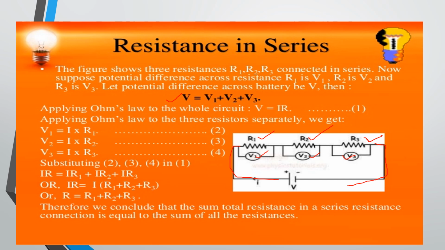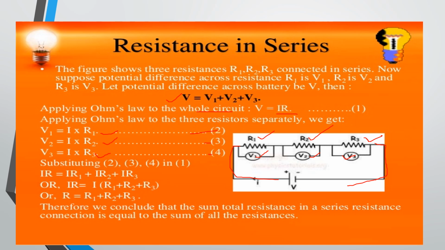V1 plus V2 plus V3. Applying Ohm's law to the whole circuit, V is equal to IR. Consider this the first equation. I'm also going to consider the individual resistors, that is V1 is equal to I into R1, V2 is equal to I into R2, and V3 is equal to I into R3. Consider these the second, third and fourth equations.